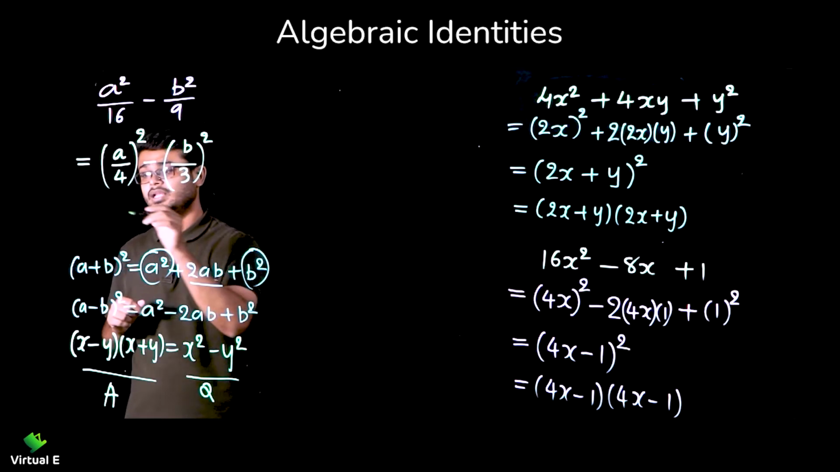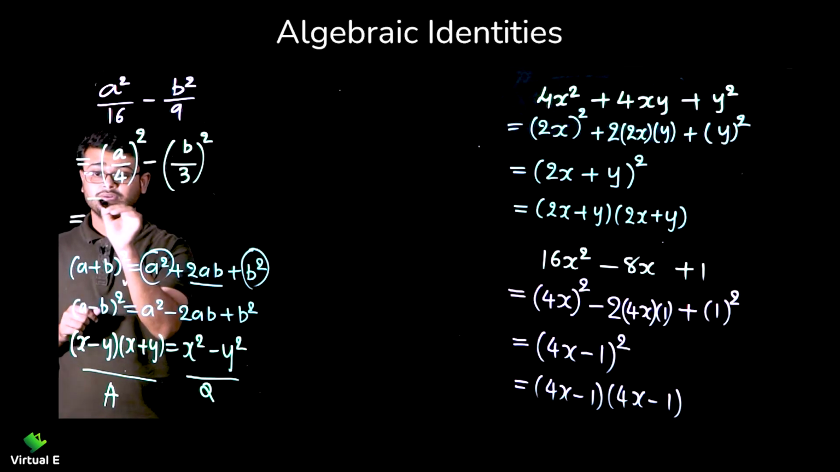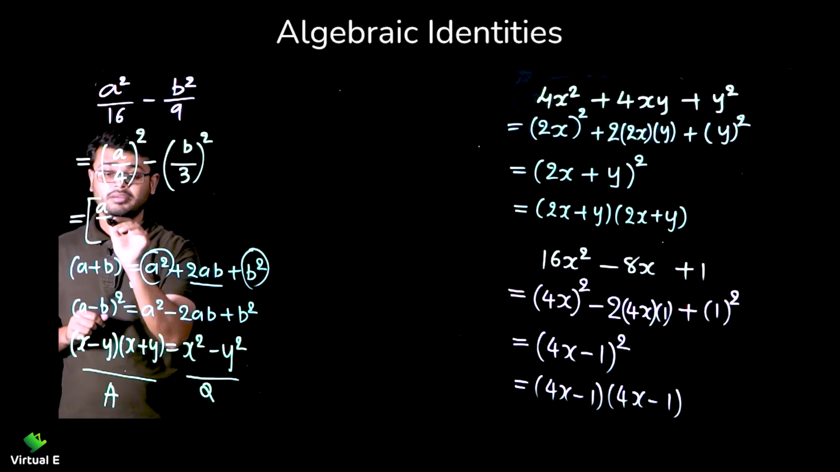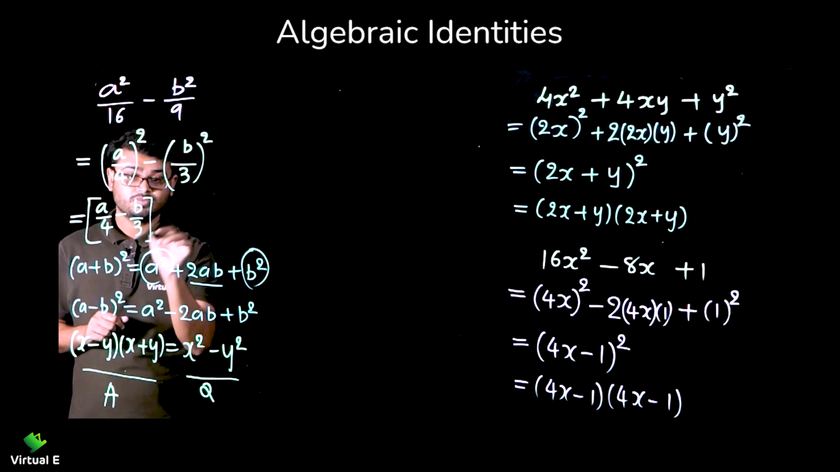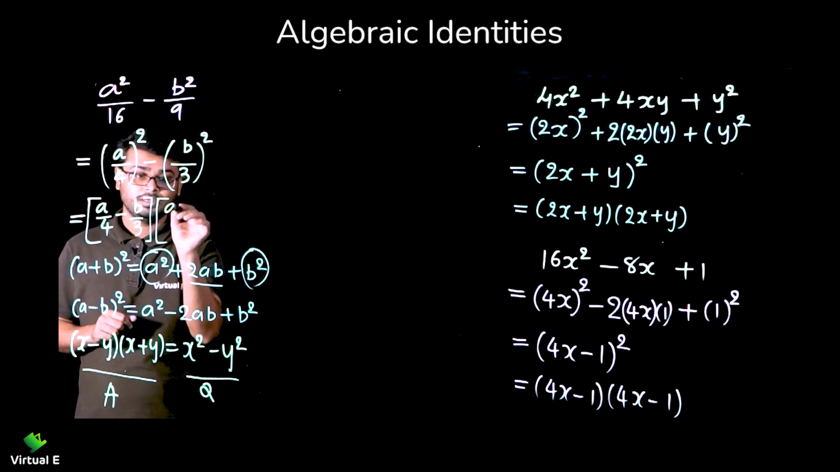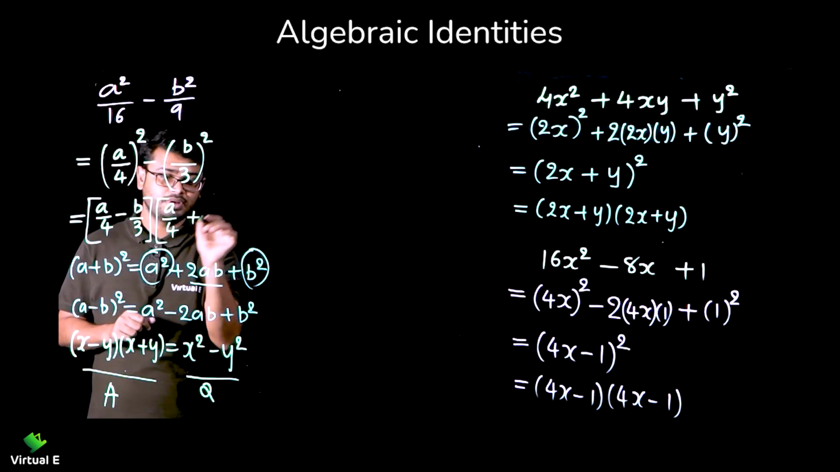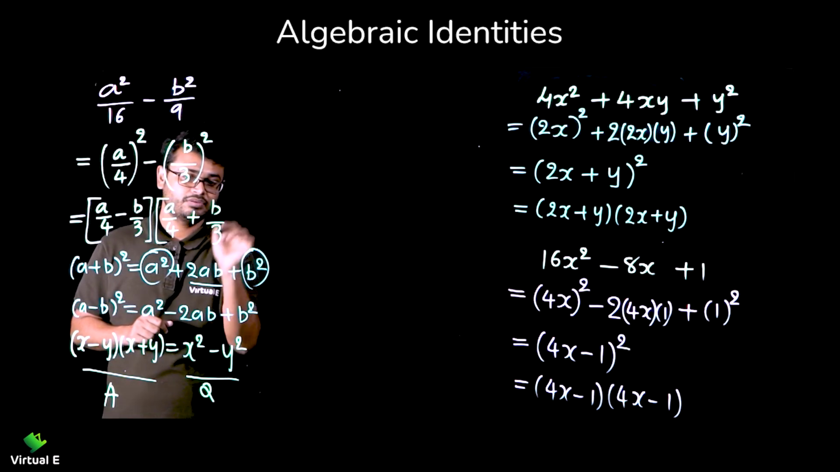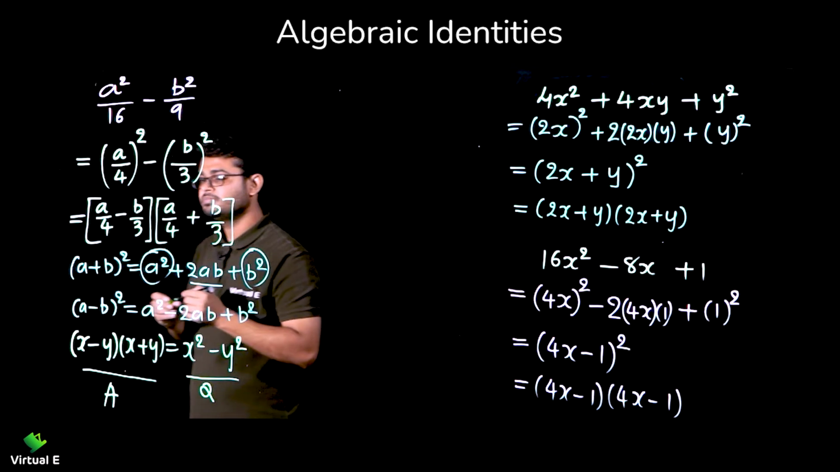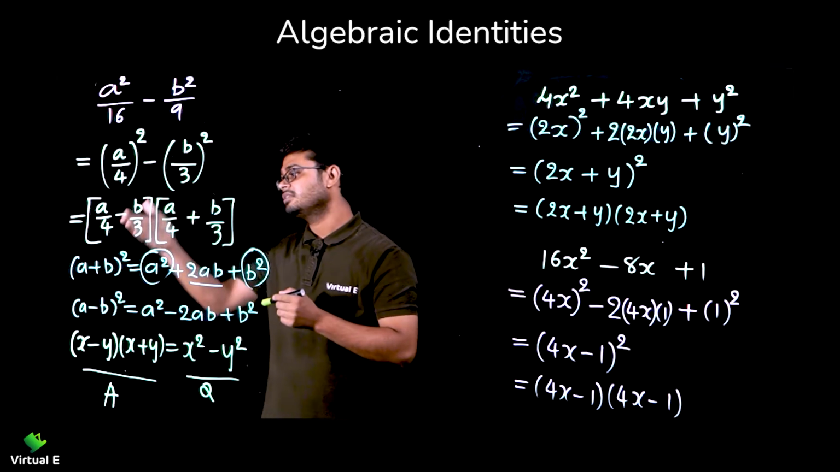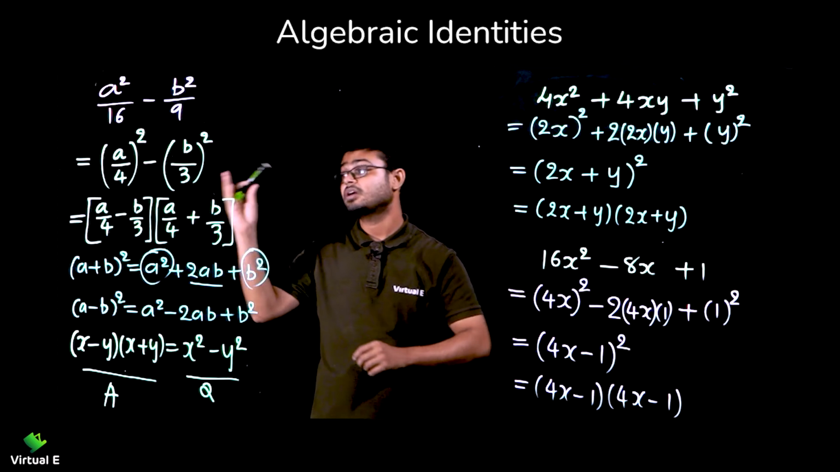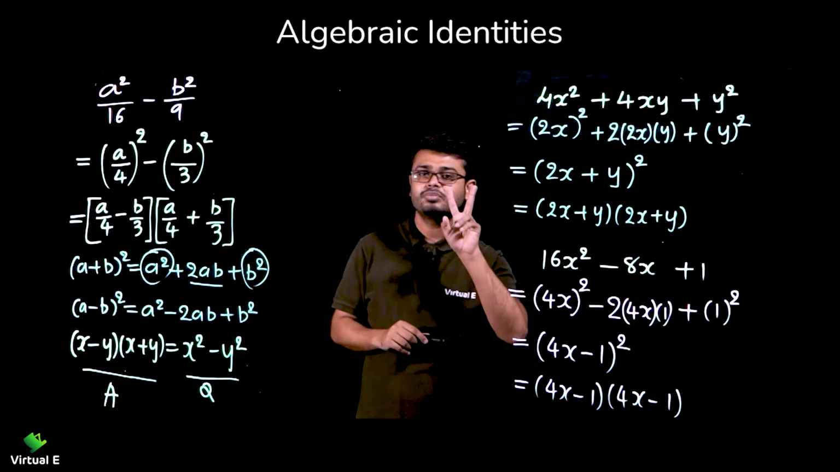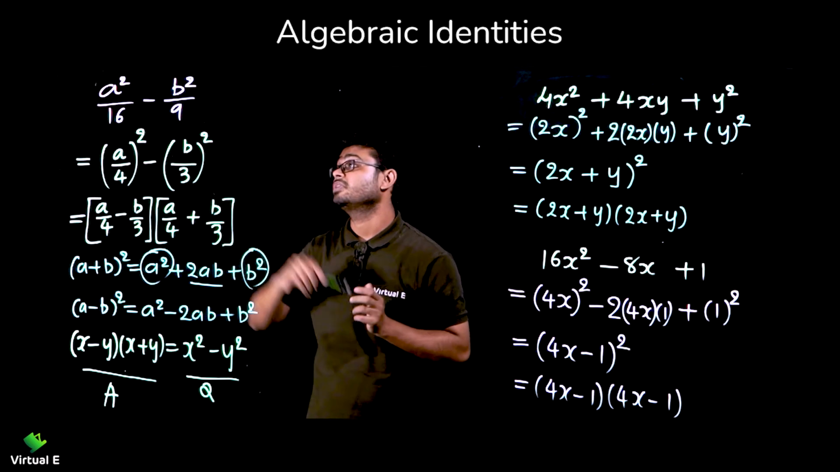So let's write the answer. Here a by 4 minus b by 3, that's one bracket. Another is a by 4 plus b by 3, bracket close. So one time addition, another time subtraction. So this is how we factorize when we have two perfect squares and subtraction between them.